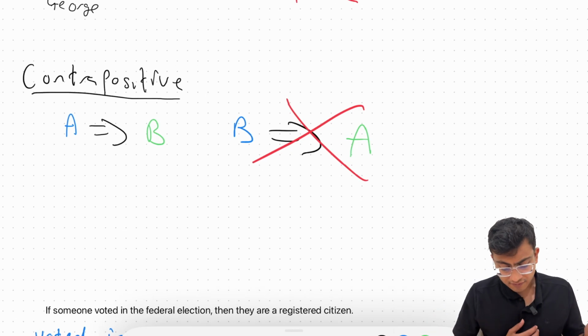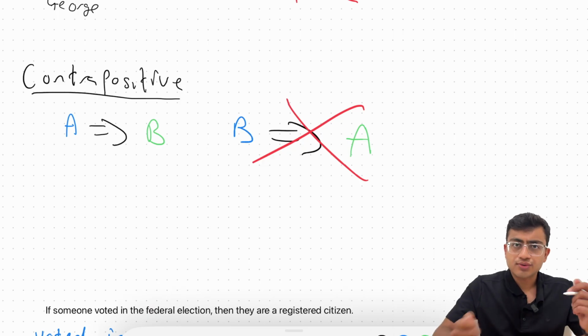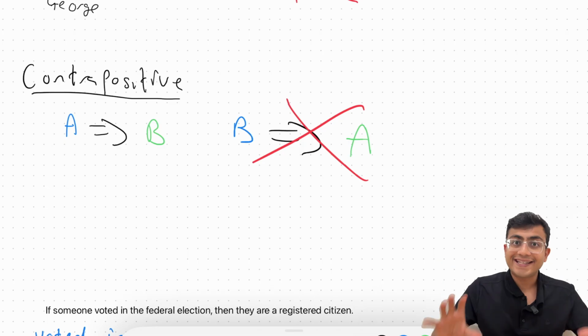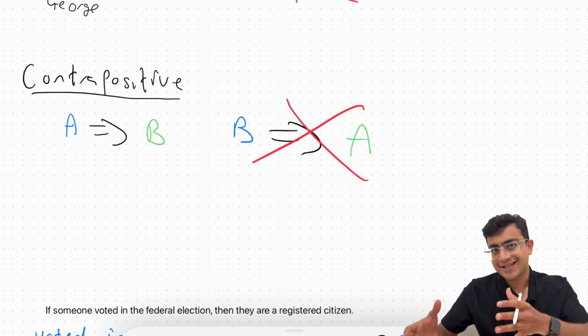The contrapositive, on the other hand, allows us to switch the sides, but in order for us to switch the sides, we have to negate the sufficient condition and the necessary condition.